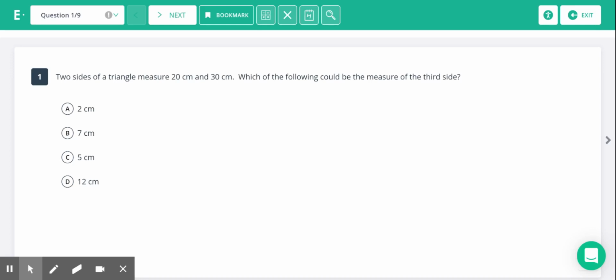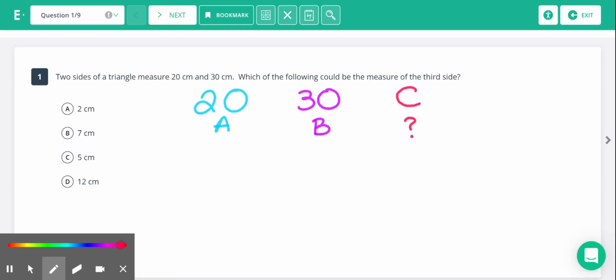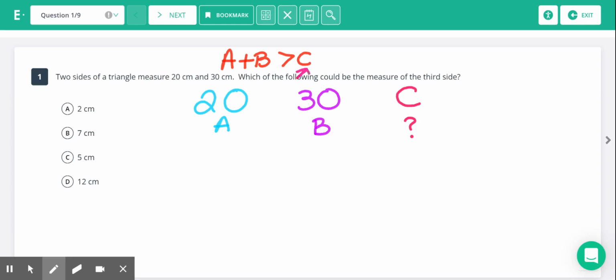Two sides of a triangle measure 20 centimeters and 30 centimeters. Which of the following could be the measure of the third side? I need to look at each one of these options and test them to see if they satisfy the rule for inequalities in a triangle. So what is that rule again? The sum of the two smaller sides needs to be greater than the longest side.